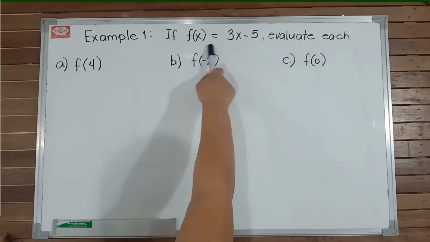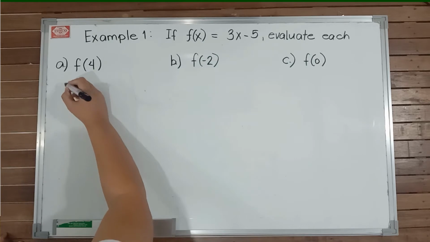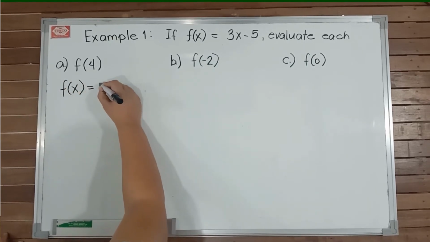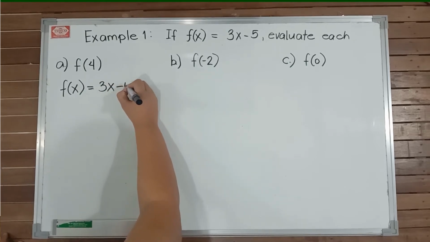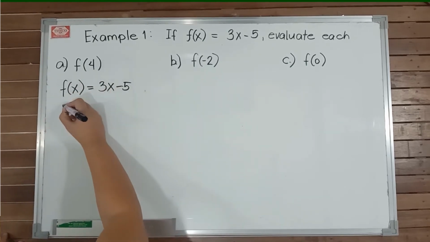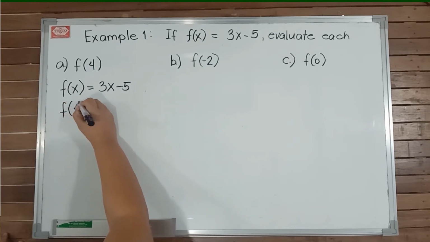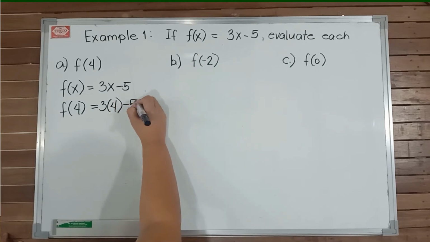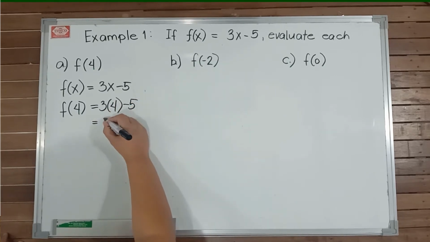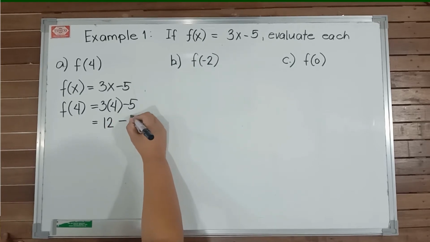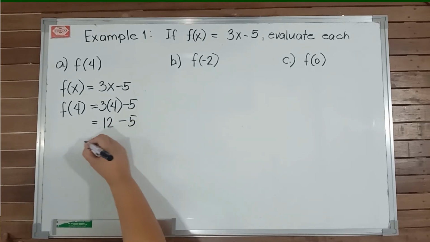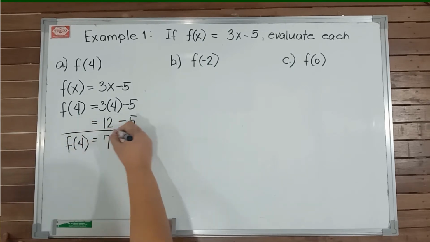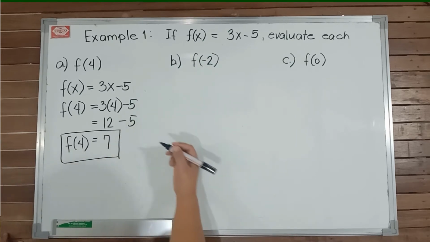Okay, so here is our solution for example 1. So, we have f of 4. We are going to substitute in the function f of x is equal to 3x minus 5. Lahat ng x, papalitan natin ng 4. So, f of 4 is equal to 3 times 4 minus 5 equals 3 times 4 is 12 minus 5. So, we have f of 4, 12 minus 5 is 7, and that is the answer for f of 4 equals 7.